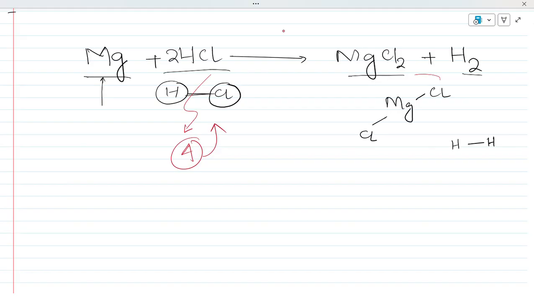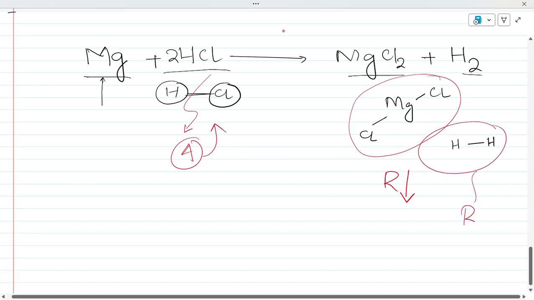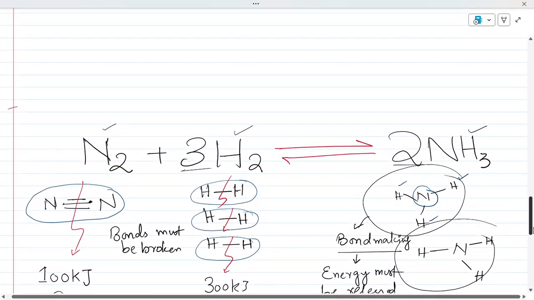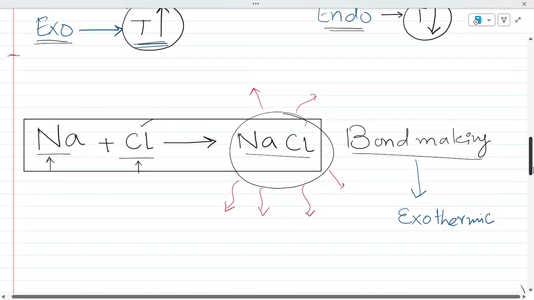The magnesium and chlorine, this is a bond made. Whenever a bond is made between 2 or more atoms, the energy must be released to the surroundings. The same is the case for hydrogen; the energy will be released to the surroundings. So this is how chemical energetics works for a chemical equation.